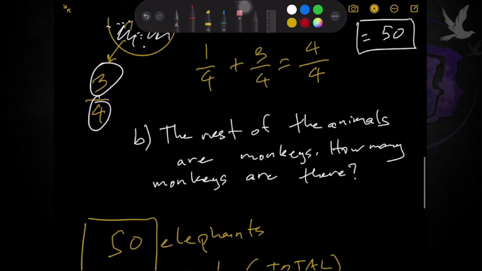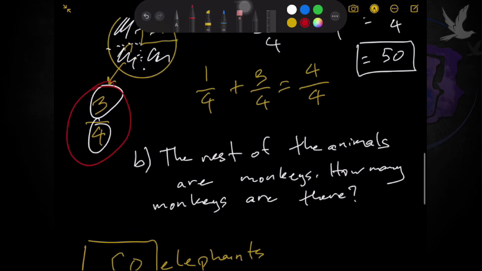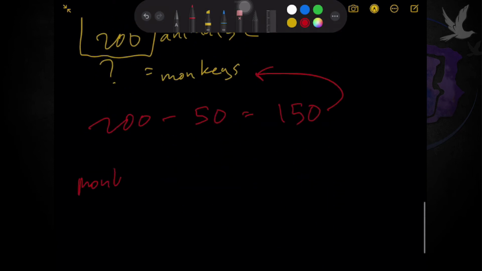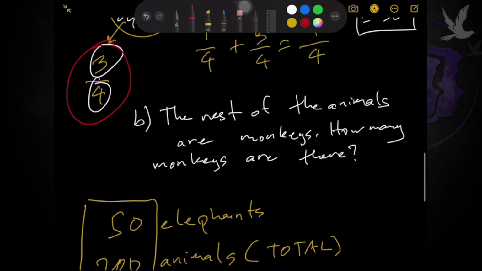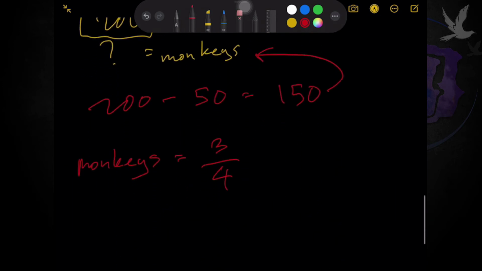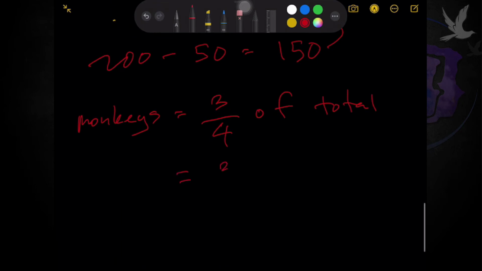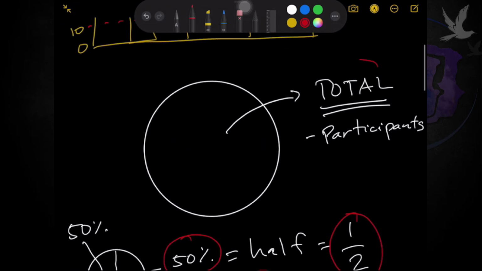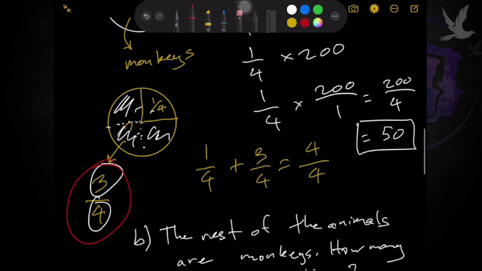But if you want to solve it using the data, the fraction earlier, you know that the monkeys represent 3/4 of the graph. Okay? 3/4 of the pie chart. And 3/4 of total, in which your total is equivalent to 200, kasi nga alam nyo yung total animals doon. Kasi nga, when you talk about the pie chart, like what I've said earlier sa intro, it's your total. You should take note of that. Okay.